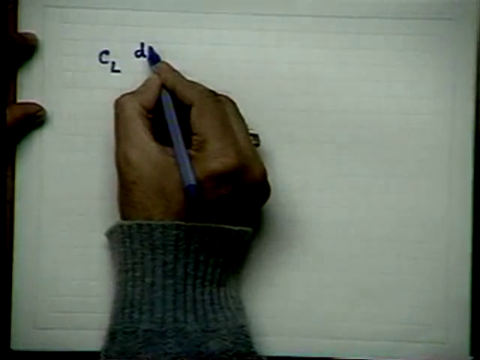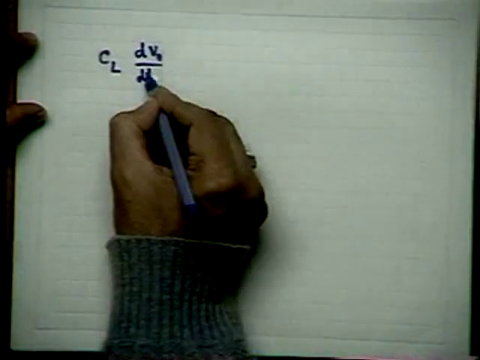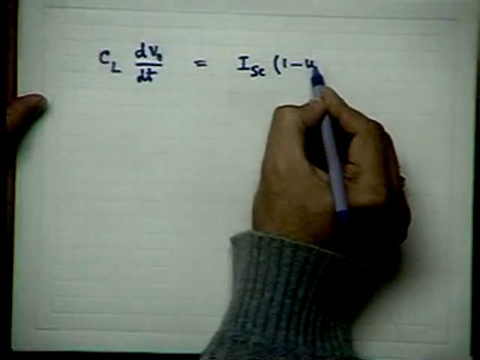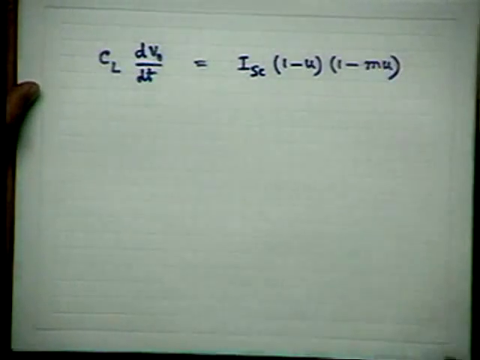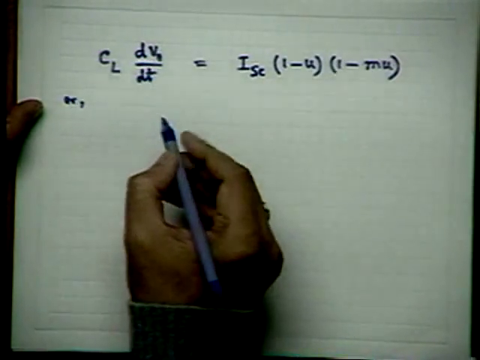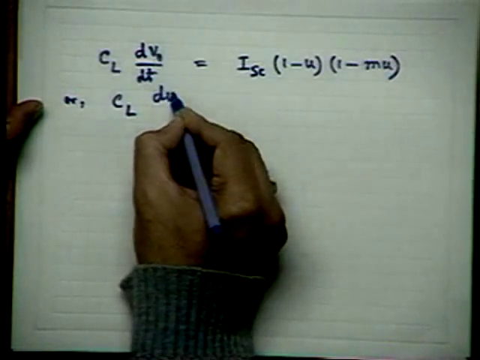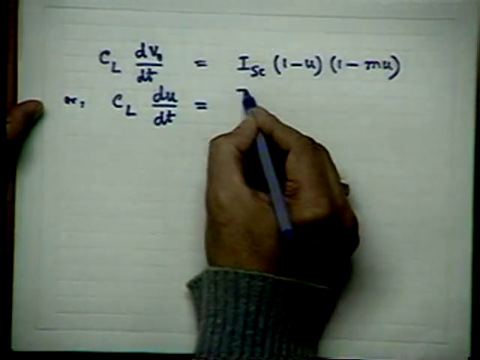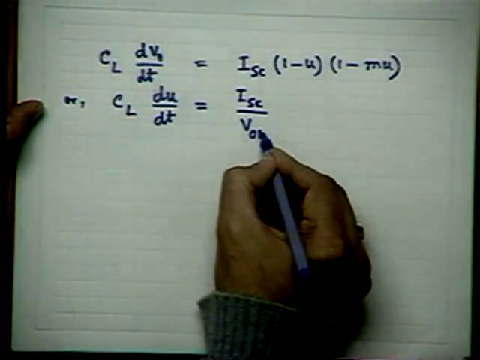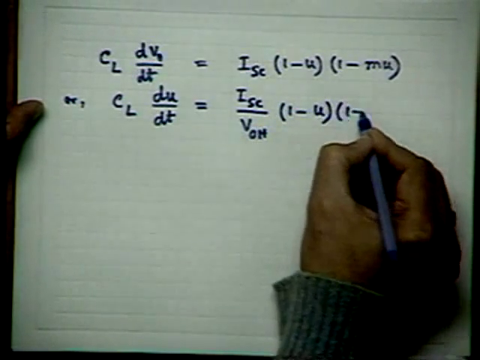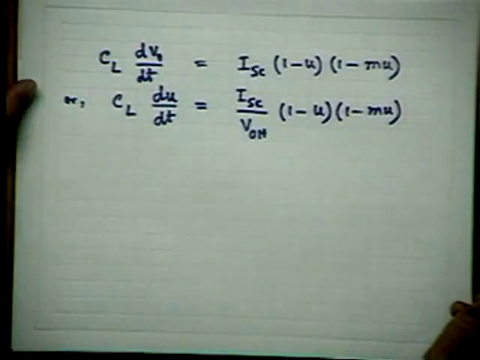Therefore, under this condition, we can rewrite from this equation, IDL is equal to IL. What is IL? IL is simply equal to CL into dV0 by dt. Voltage across the capacitor is V0. So CL dV0 by dt is equal to ISC into (1 minus U) into (1 minus MU), and which can be rewritten like this: CL into dU by dt is equal to ISC divided by VOH into (1 minus U) into (1 minus MU). All right?